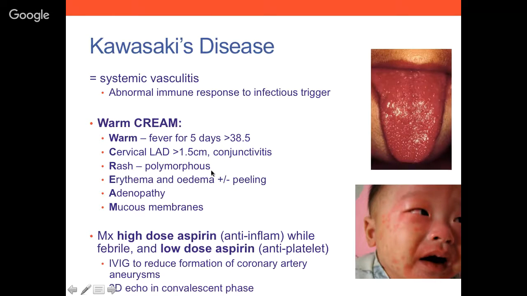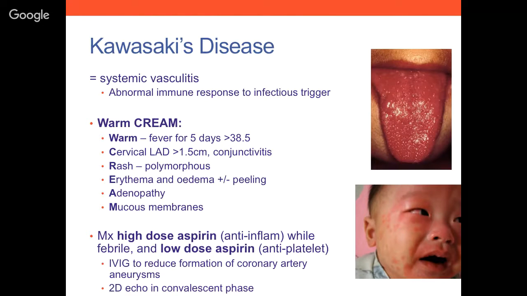R, a rash, so polymorphous, it can look like anything. Erythema and edema, and you get this peeling, which is pretty gross, like peeling of the skin. Adenopathy, so again, big lymph nodes, and mucous membranes, again, kind of peel and look a bit gross.